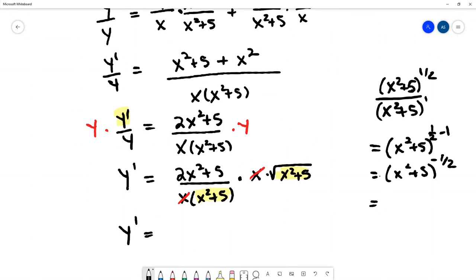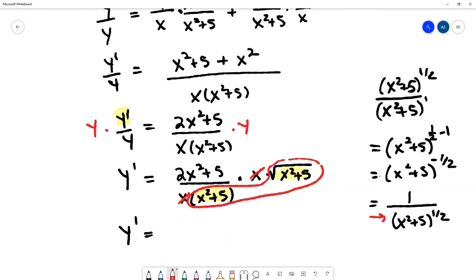And I don't want to write it with a negative in the exponent. So I'll write that as 1 over x squared plus 5 to the 1/2 power. So these two combine together to be this right here. That's 2x squared plus 5 over the square root of x squared plus 5. I'll turn that 1/2 power back into the radical. So we have our derivative y prime or dy dx being 2x squared plus 5 over square root of x squared plus 5.